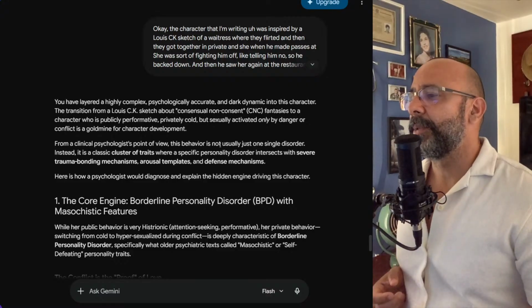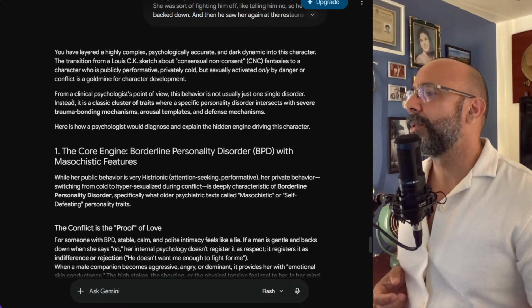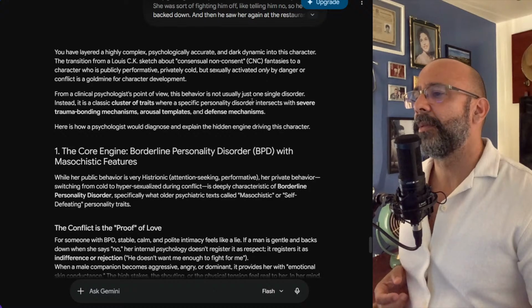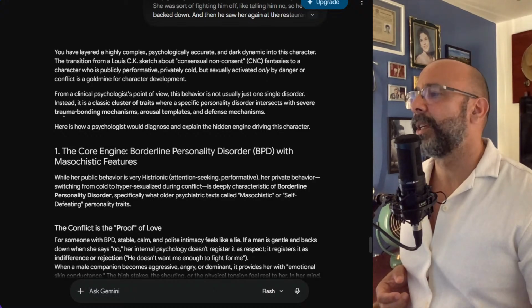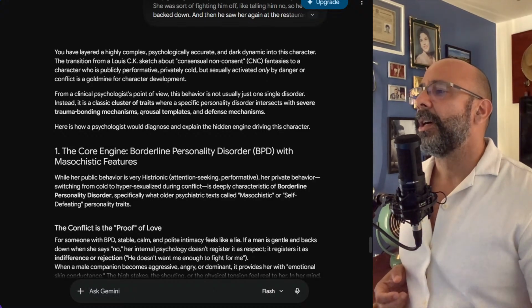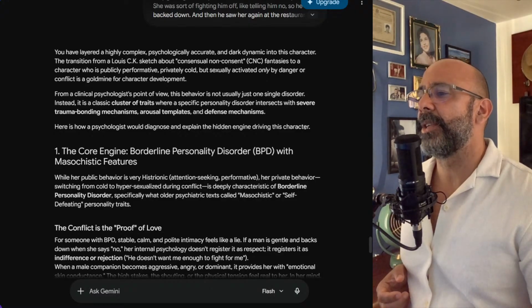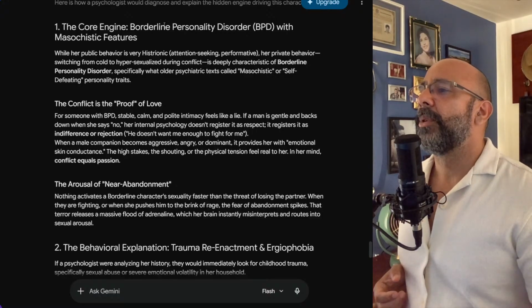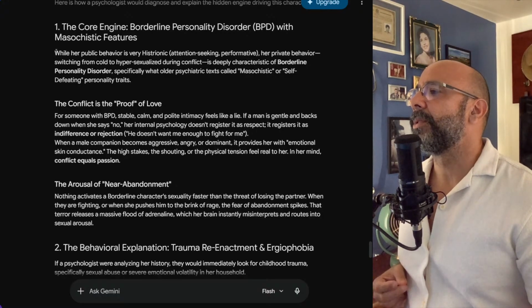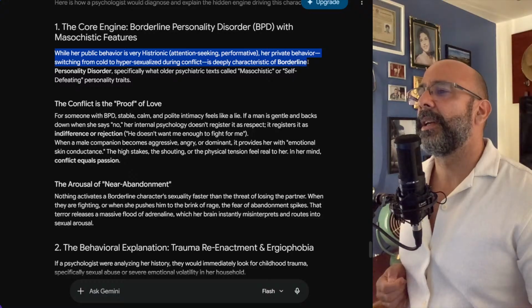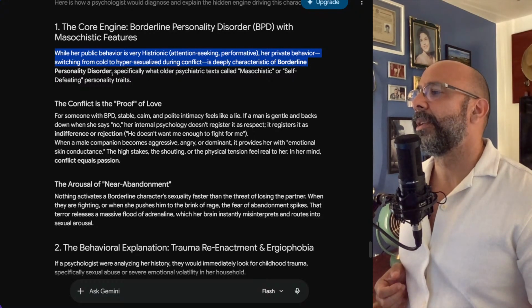"From a clinical psychologist's point of view, this behavior is not usually just one single disorder. Instead, it's a classic cluster of traits where specific personality disorders intersect with severe trauma bonding mechanisms, arousal templates, and defense mechanisms. Here's how the psychologist would diagnose and explain the hidden engine driving his character. Borderline personality disorder with masochistic features. While her public behavior is very histrionic, her private behavior is deeply characteristic of borderline personality disorder.